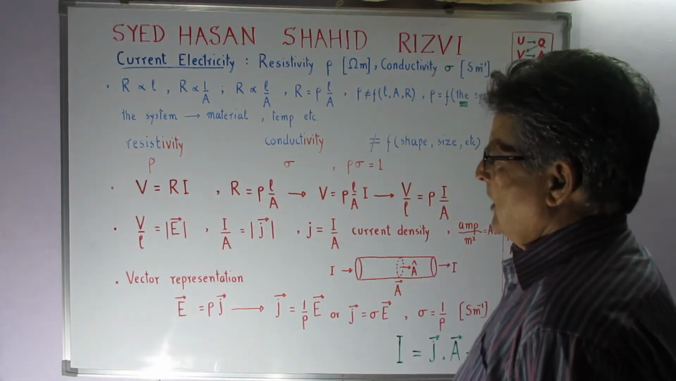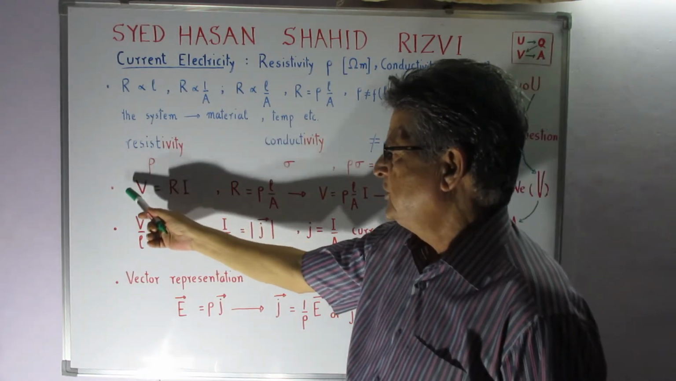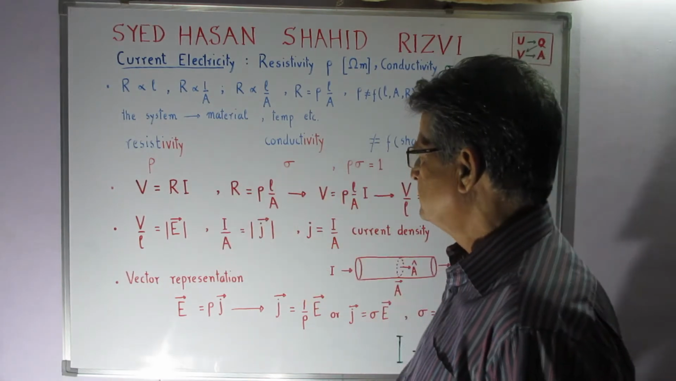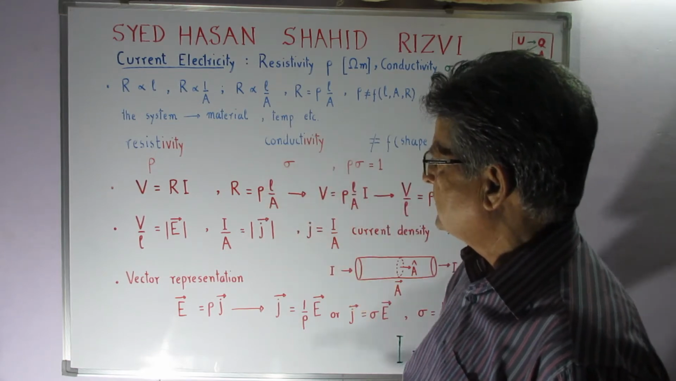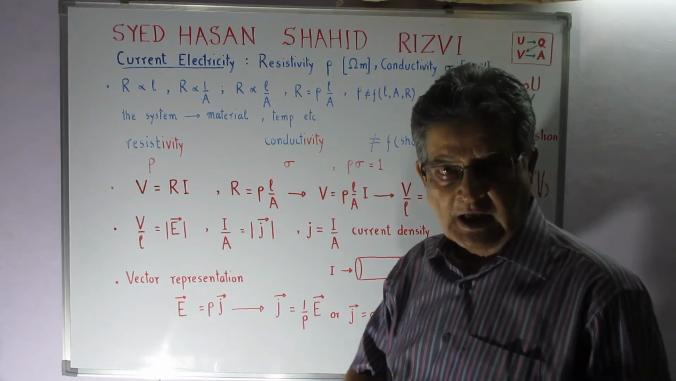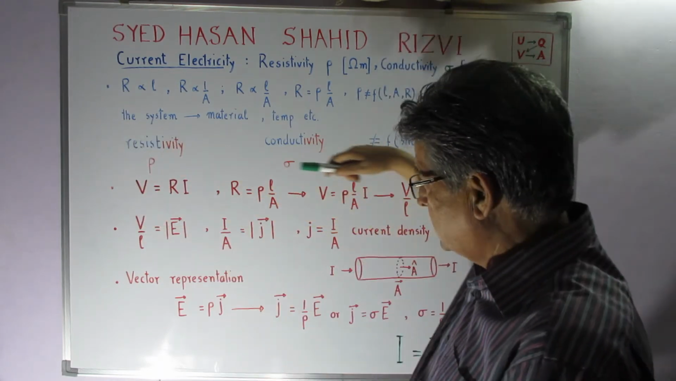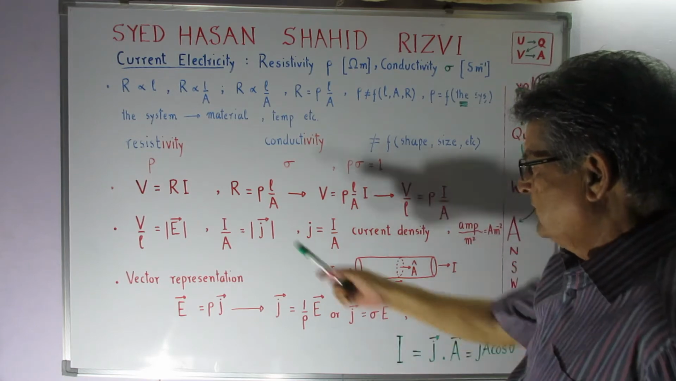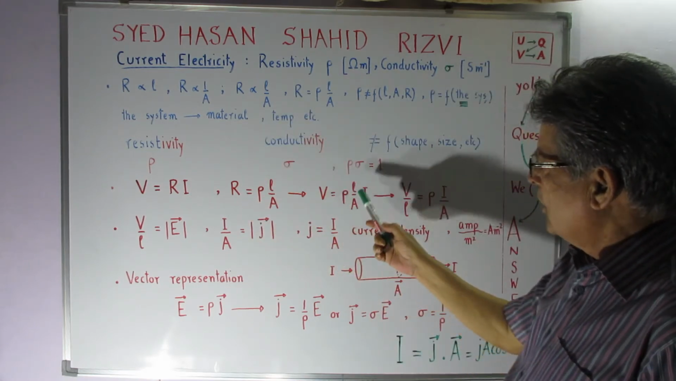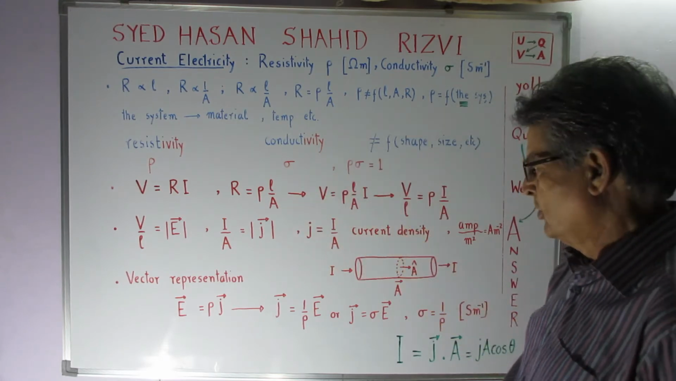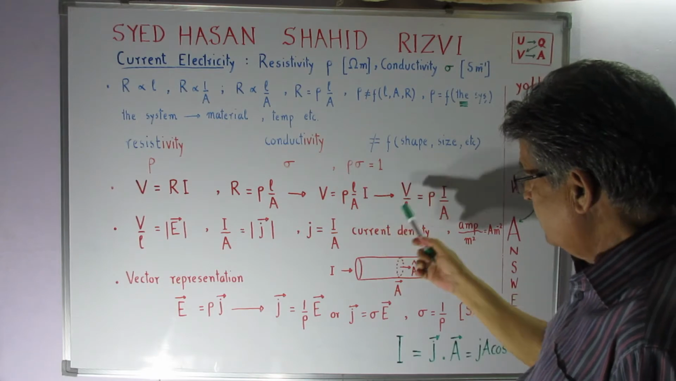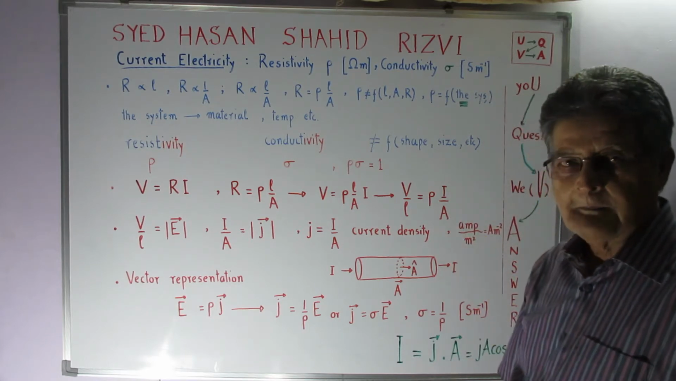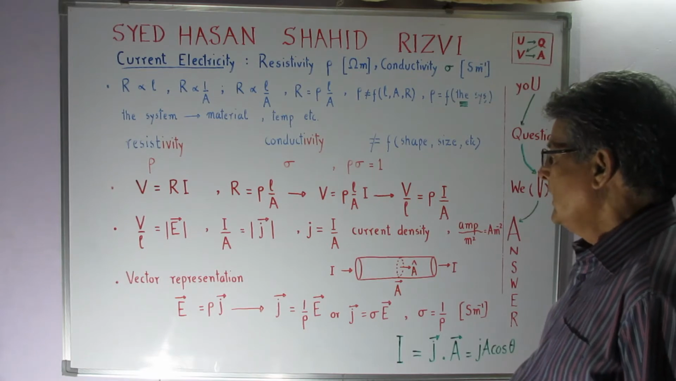Now let's write Ohm's law in its most familiar and musical form. V is equal to R I, where R is the resistance. In this particular case of a regular object in which an electric current is flowing, R is defined as rho L upon A. So I can write this equation as V is equal to rho L upon A into I. So I can write V upon L is equal to rho into I upon A.